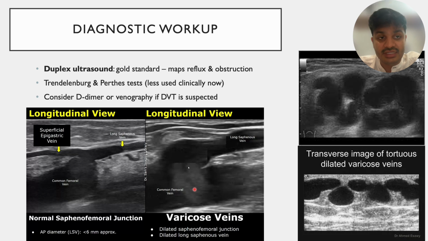Here, whenever there is a junctional incompetence, the valve over here doesn't work. Because of that, the blood will flow from the deep system into the superficial system, and that is what you call venous reflux, or valve incompetence, or junction incompetence. Here we will ask them to do Valsalva. During Valsalva, there is an increase of pressure and the blood will flow from the CFV into the GSV, and that is known as reflux. Here in this image, you can see there are multiple tortuous, dilated, superficial varicose veins.